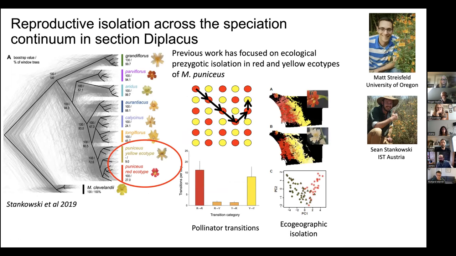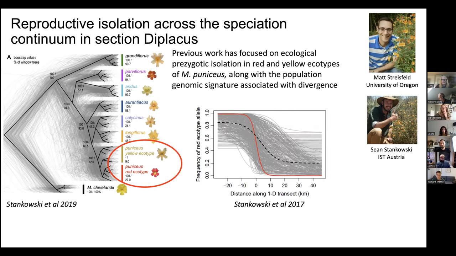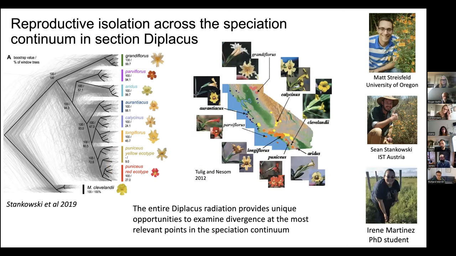We focused on this pair of taxa in the past, this yellow and red ecotype in Mimulus aurantiacus, where we've estimated the strength of pollinator isolation and also habitat isolation. I'm going to skip past that to a certain extent, and also we know a lot about the genomic signatures of divergence. I'm going to skip past that to talk about recent work of one of my students looking at the entire radiation of Diplacus to examine divergence at different points along the continuum. So not just the closest relatives, but now also doing crosses between all of these members of this group.